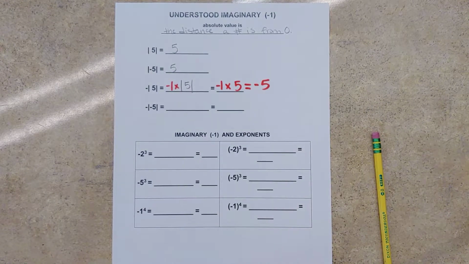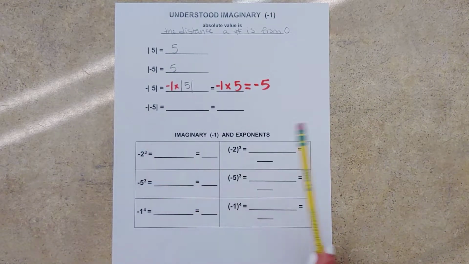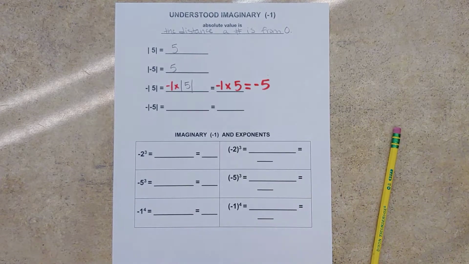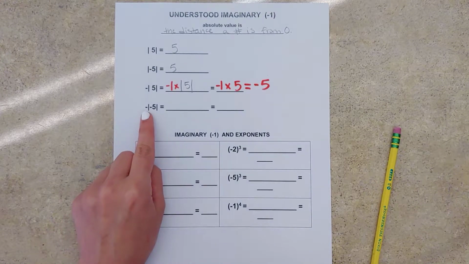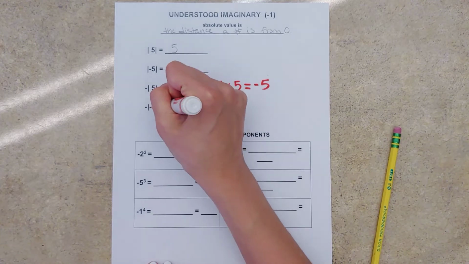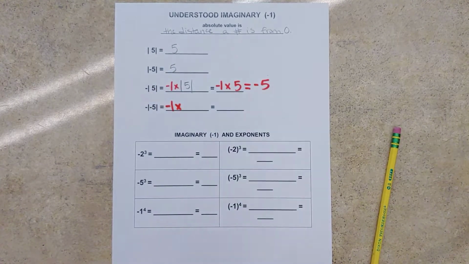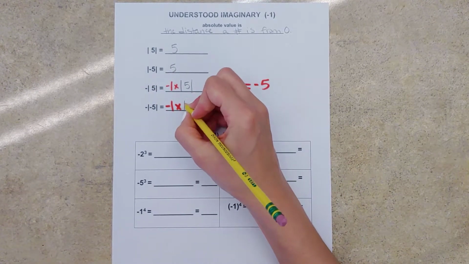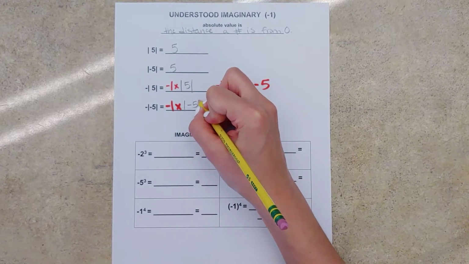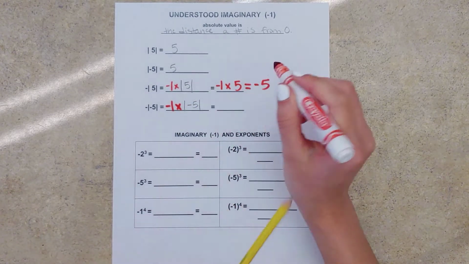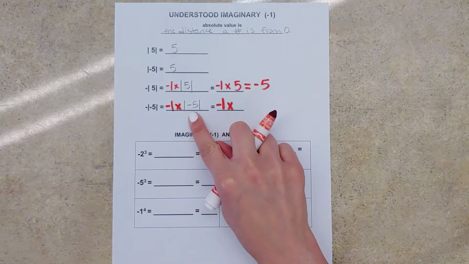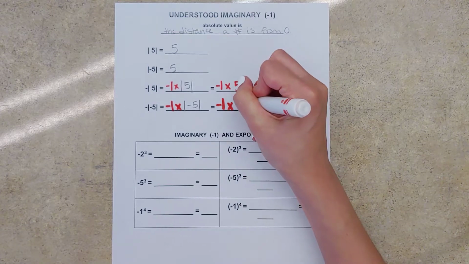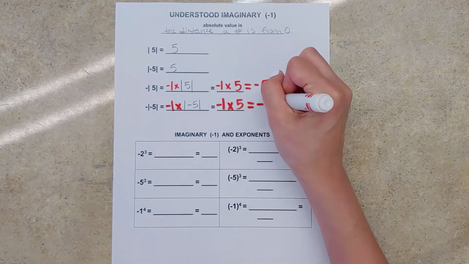All right, so we have to do a little something extra with that negative on the outside because, again, it's an imaginary negative 1. So let's expand this one down here as well. I have a negative absolute value of negative 5. So I've got negative 1 times the absolute value of negative 5. Negative 5 is 5 away from 0, and we end up with that same answer.